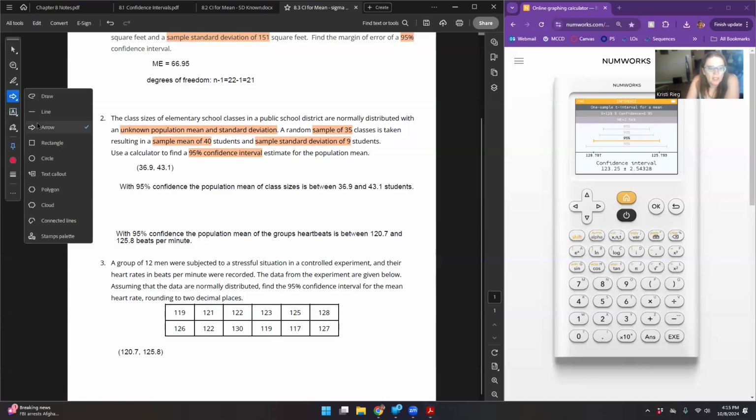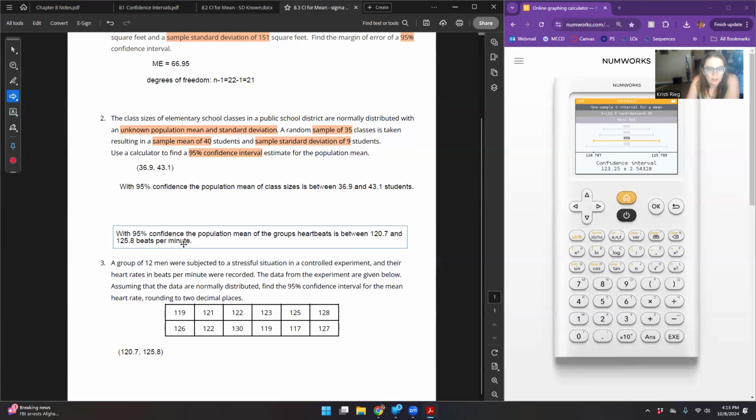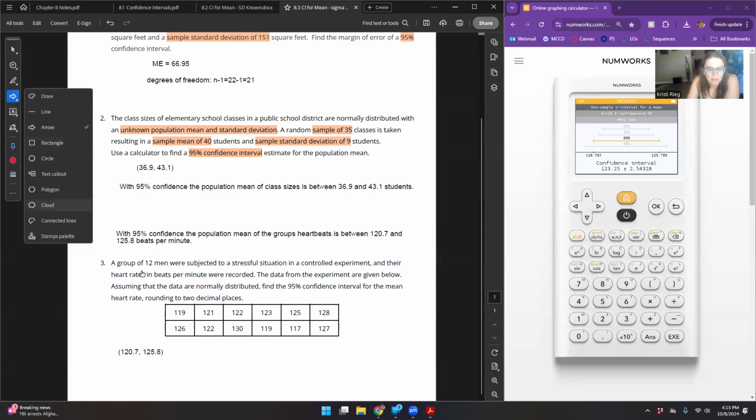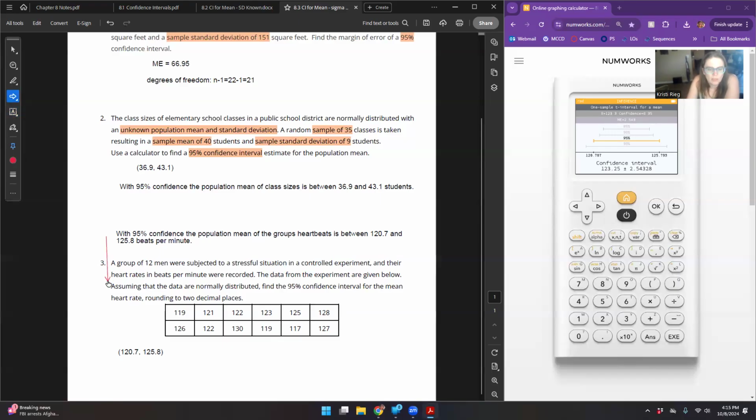So again, this is the answer to this question right here. I like my arrow. It answers this question right here. It's just, I was running out of room because I can't scroll it.